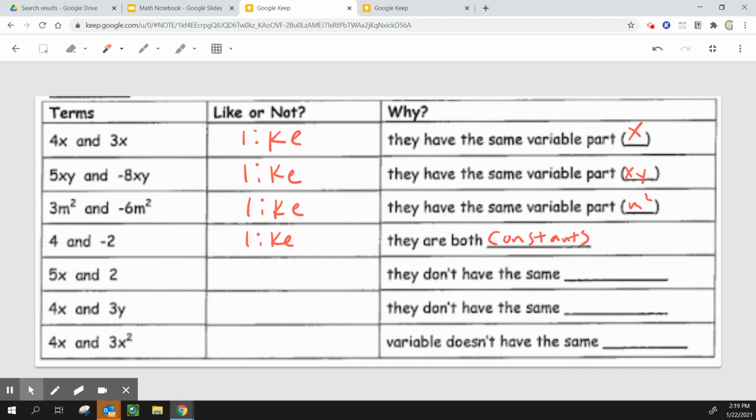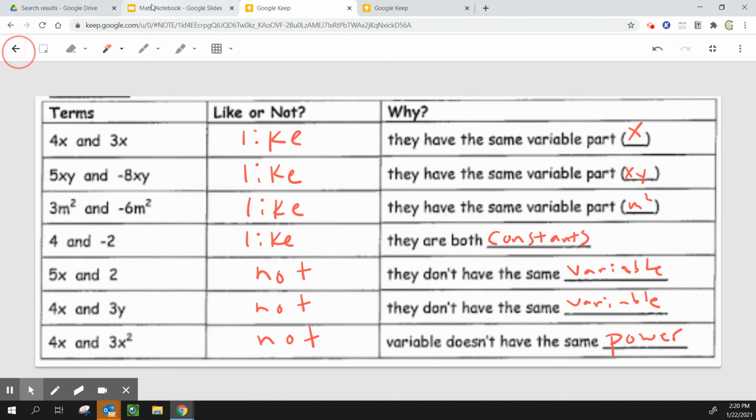5 and 2, are they like or not? They would be not because they don't have the same variable, right? One of them has an x and one of them doesn't. 4x and 3y would be not, because they don't have the same variable. One is x and one is y. And 4x and 3x squared would be not, because the variable doesn't have the same power. And that's the idea with like terms there.